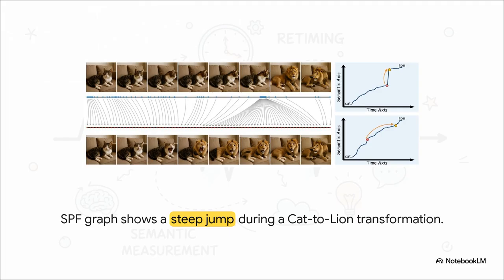The cat transforms abruptly and boom, you see that orange arrow on the graph? That indicates an incredibly sharp increase in the rate of change. It's quite literally a mathematical reflection of visual whiplash. The bottom graph, on the other hand, shows the SPF after retiming. You can see how the semantic progression has been beautifully smoothed out into a steady, reliable climb.